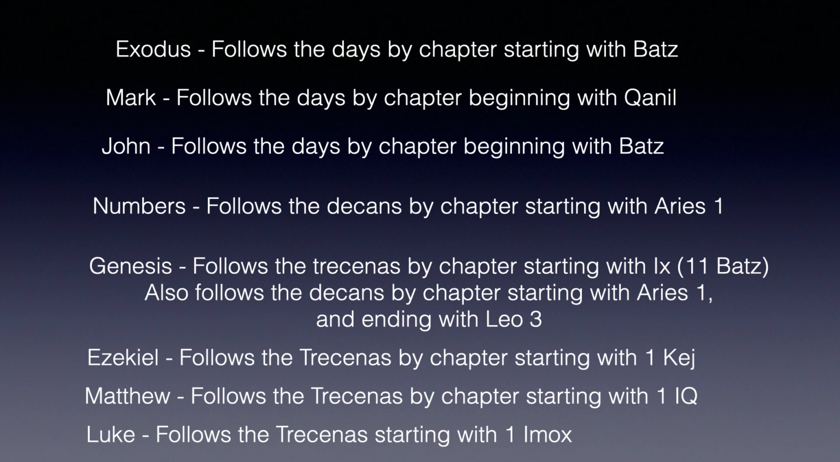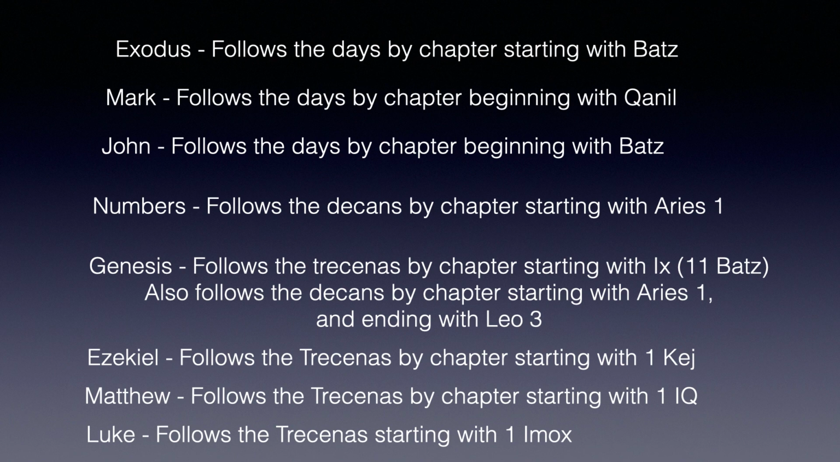Genesis follows the Trecenas by chapter, like I say, starting with One Ish and 11 Bots. The first verse is 11 Bots, and then you follow it, and of course the fourth verse is One Ish, and that establishes that chapter as One Ish. The next chapter would begin One Kej, and so on and so forth. So they all begin on one, except the very first chapter, because they want to make sure they start on the right day, so it starts on Bots.